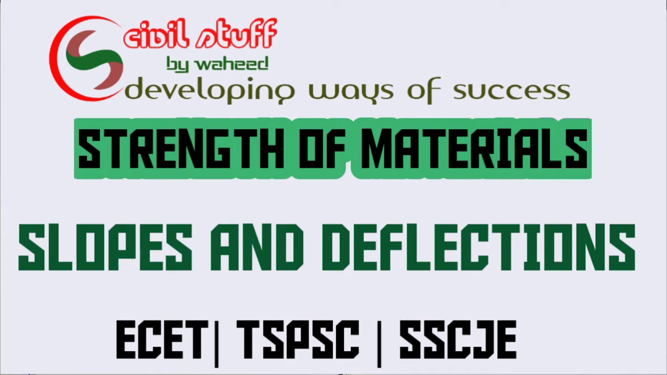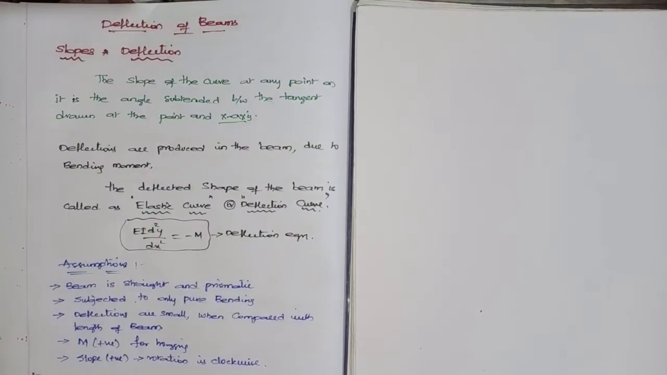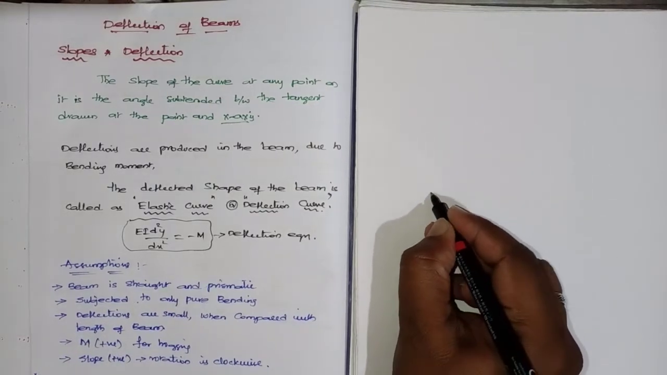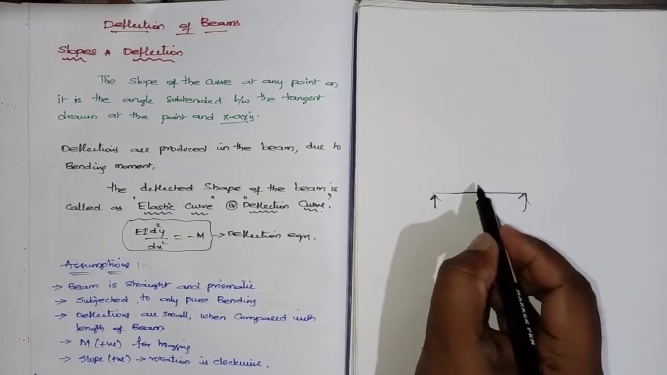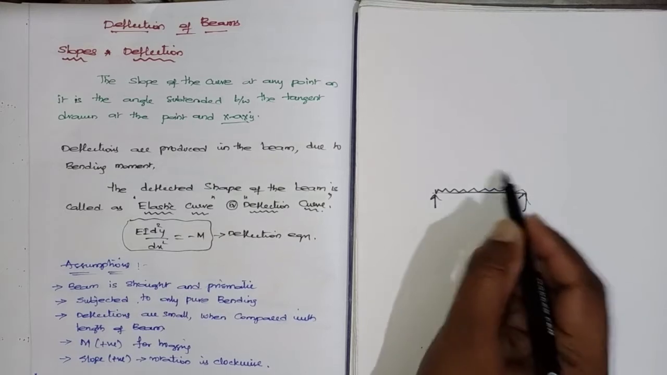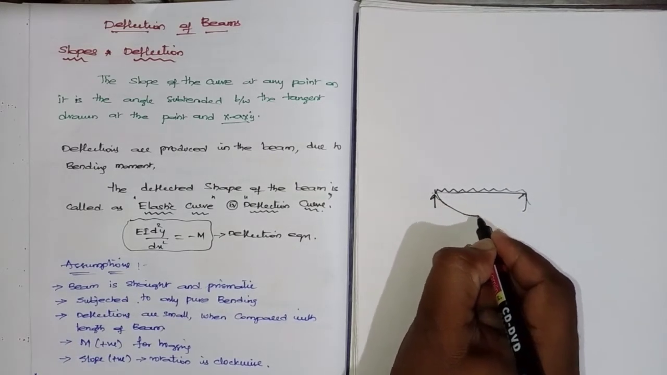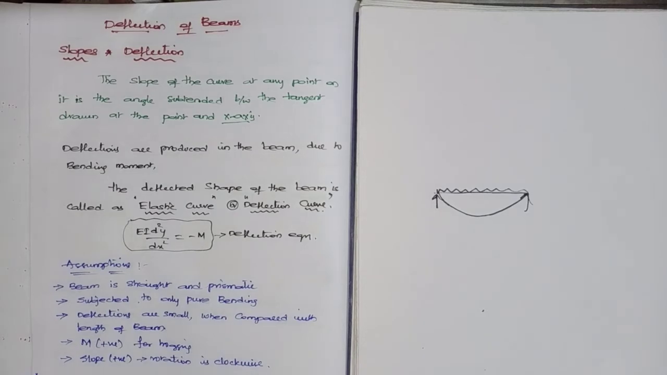So today I have taken a topic from the SMNTS subject, that is the slopes and deflections chapter, which is very important for your competitive exams. Generally, when a beam is subjected to any loading, it may develop bending stresses and shear forces. Here I am considering a simply supported beam. If any point load or UDL is acting, a bending moment will be developed. Because of this bending moment, the deflection curve will develop.